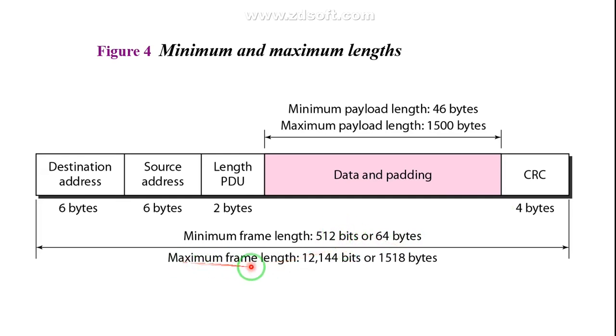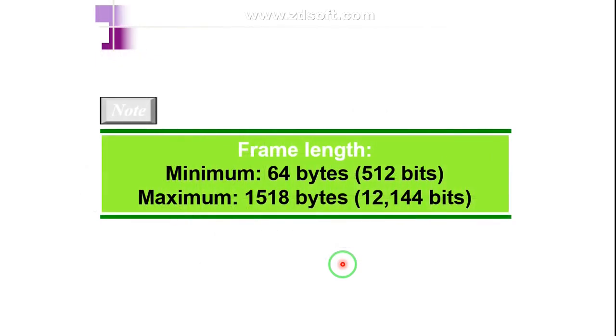And the maximum frame length is your maximum payload length, that is 1500 bytes, plus 6 byte plus 6 plus 2 plus 4, that is your 1518 bytes, that is 12,144 bits. So please just remember, because from the exam point of view, it could be very essential. So just remember this minimum and maximum frame length.